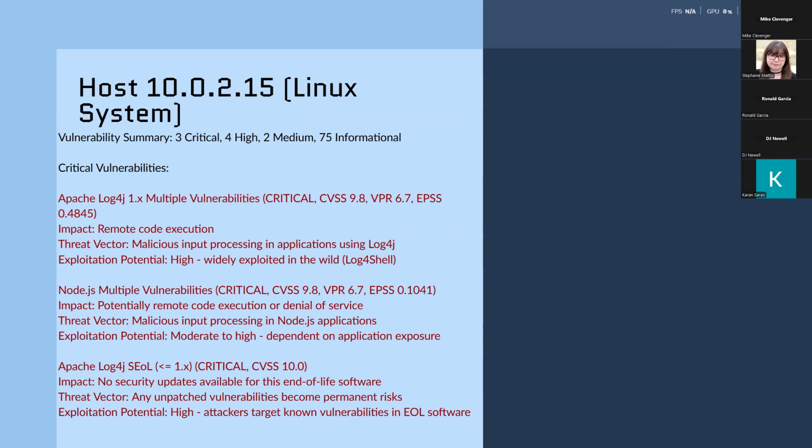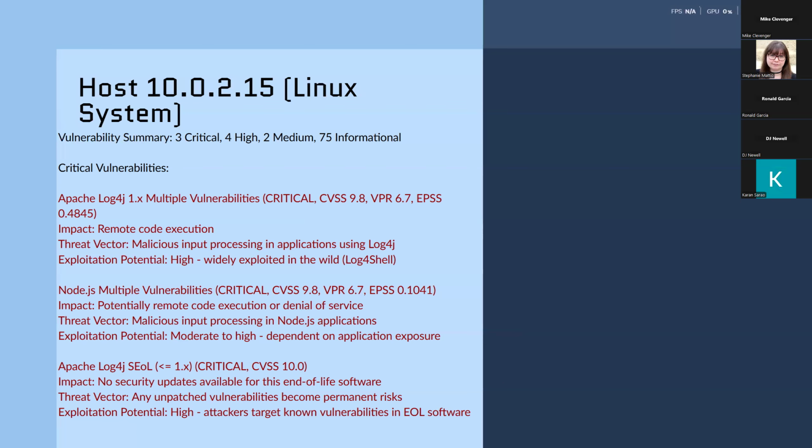Node.js, it says multiple vulnerabilities here with a CVSS score of 9.8. Potentially remote code execution or denial of service is the impact. And then the threat vector is obviously malicious input processing in the Node.js applications. The exploitation potential is moderate to high on this one, of course, depending on your application exposure.